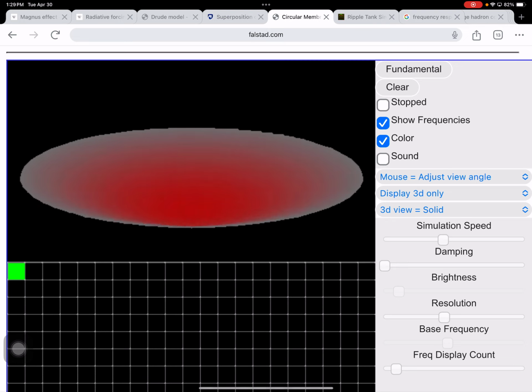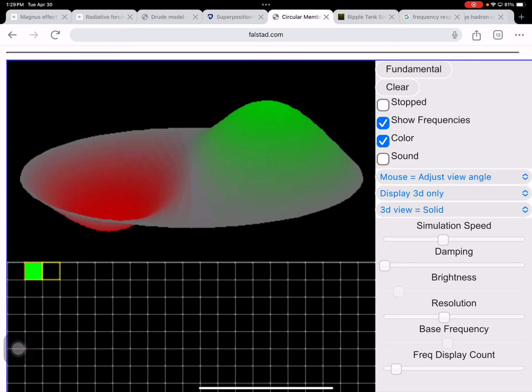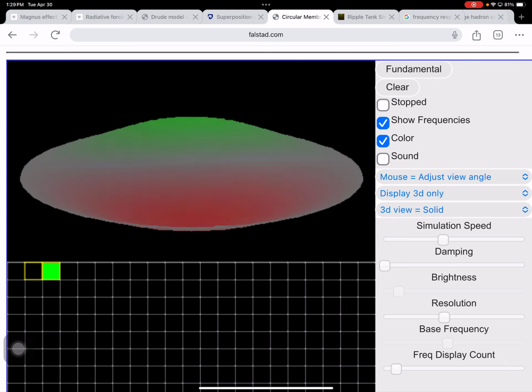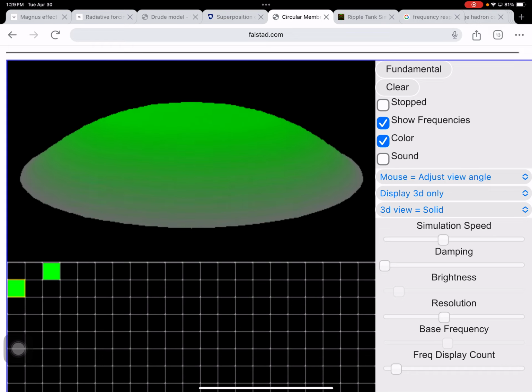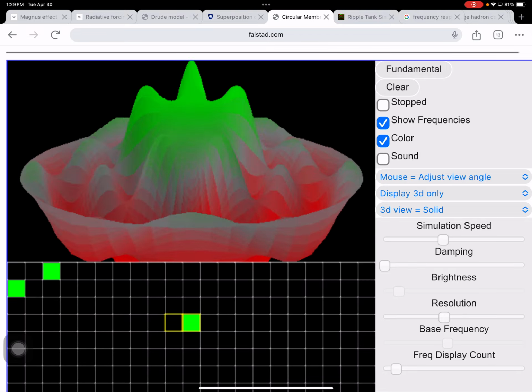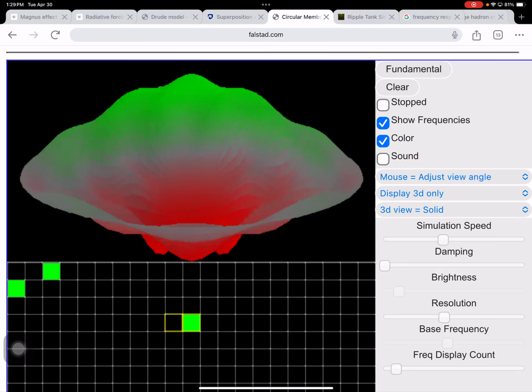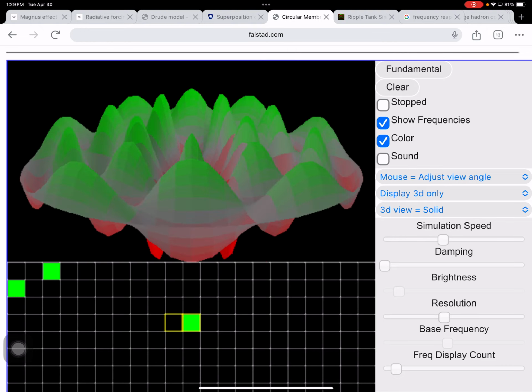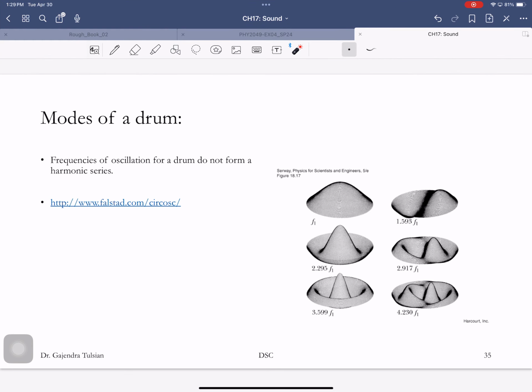So here's a drum head vibrating. So here's the next higher mode. So check that app out. It's pretty good. Again, for a drum head, the frequencies do not form a harmonic series.